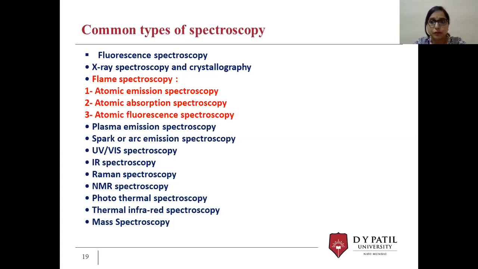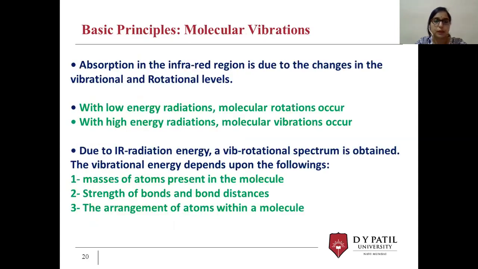Here, mass spectroscopy is a very important technique. It's not exactly a spectroscopy, and it is sometimes known as mass spectrometry, because we actually measure the amount of disintegrated fragments of a compound. We measure the M by Z ratio, mass upon charge ratio.